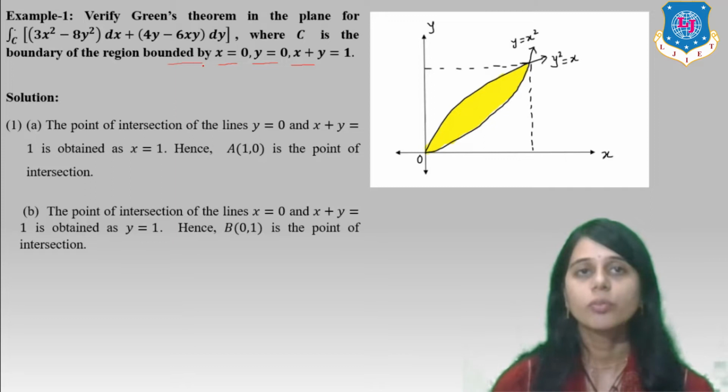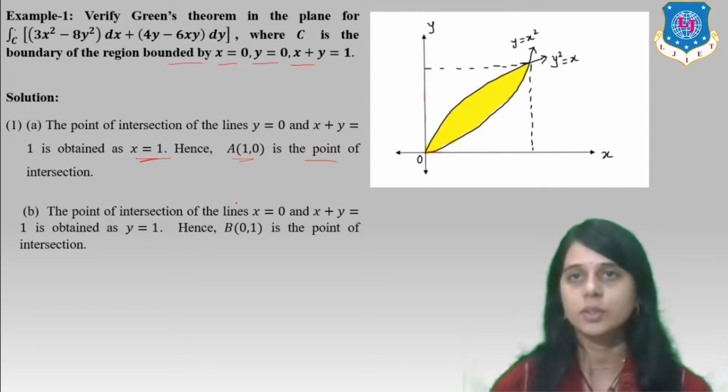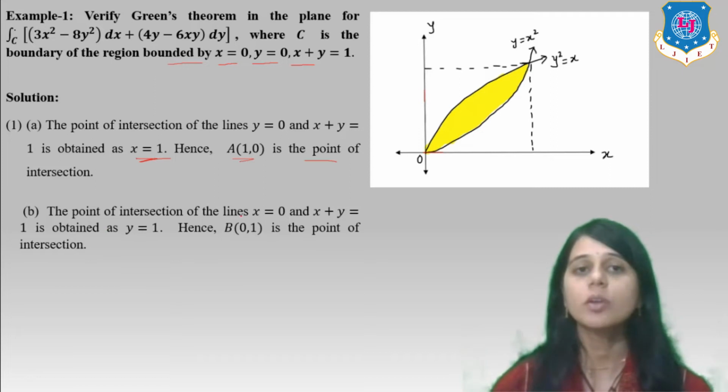Now we take a graph. This line is x equal to 0, this line is y equal to 0, and this is x plus y equal to 1. The point of intersection of the line y equal to 0 and x plus y equal to 1 is obtained at x equal to 1. So A equal to (1, 0) is the point of intersection. The point of intersection of the line x equal to 0 and x plus y equal to 1 is obtained at y equal to 1. So B equal to (0, 1) is the point of intersection.